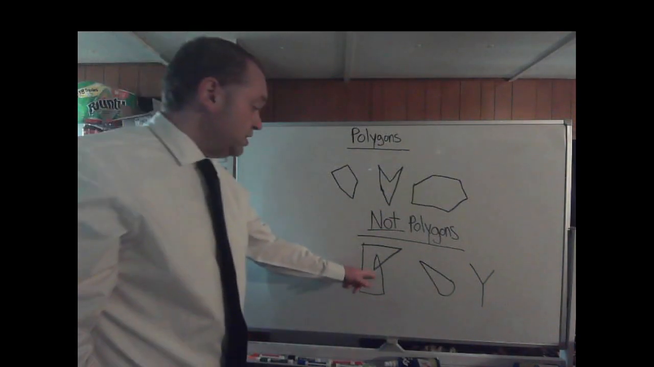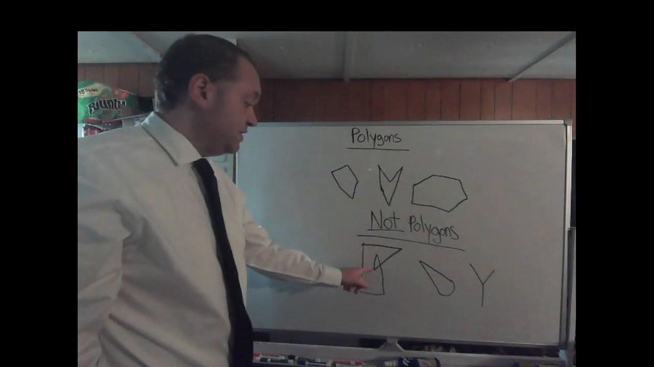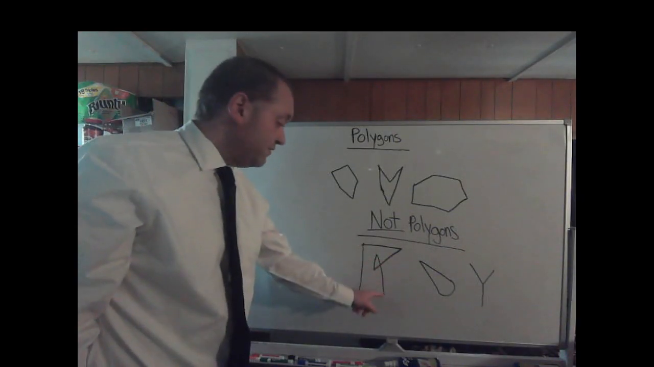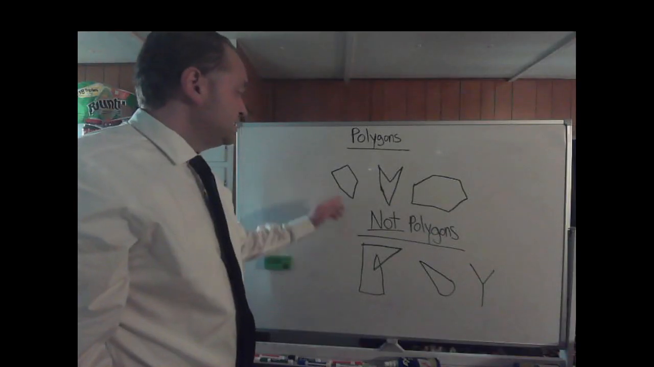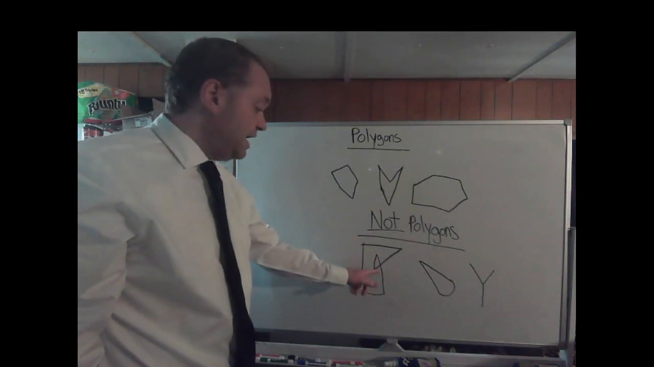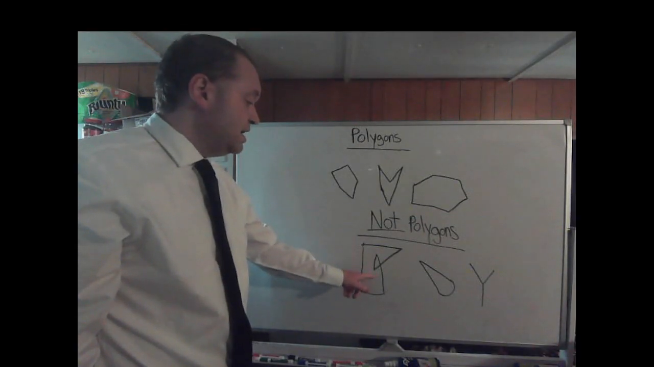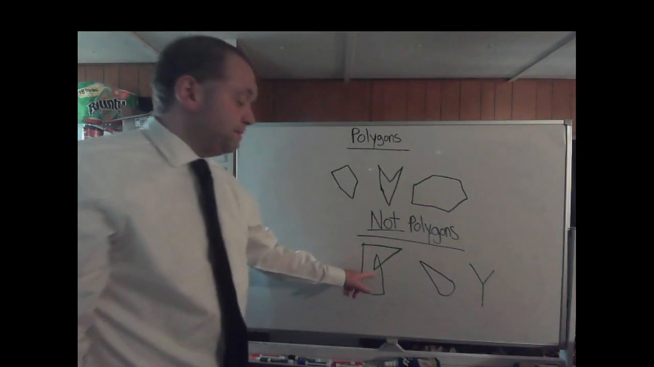The first one is because one of the sides curves inside of the figure and it loops around inside of the figure, then comes out. To be a polygon, the sides can't overlap. They may meet, but the sides can't overlap like it does in the first one. The sides overlap inside of this figure here, so that's not a polygon.